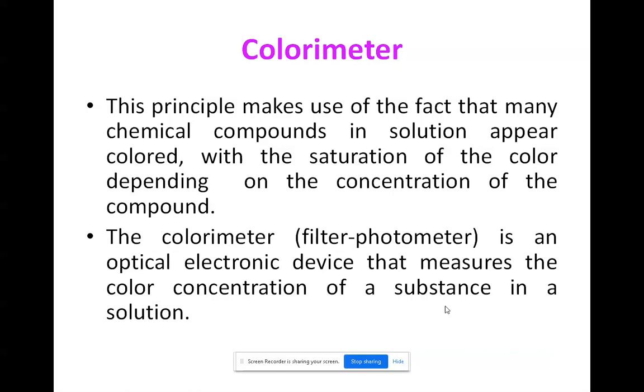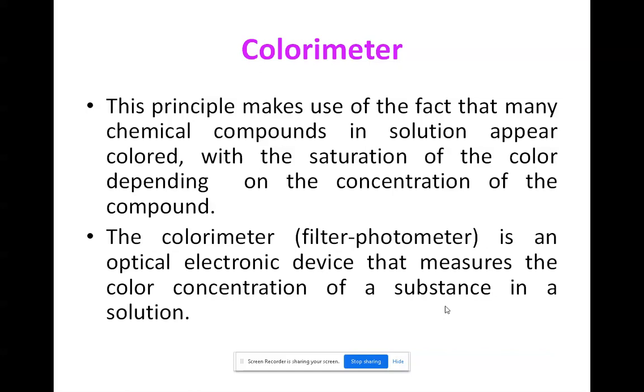This principle makes use of the fact that many chemical compounds in solution appear colored, with the saturation of the color depending on the concentration of the compound. So here we find the concentration of the blood components, that is substances, using the color. The color changes in saturation with respect to the concentration of the particular compound. Based on that, you find the concentration of substances present in the blood.